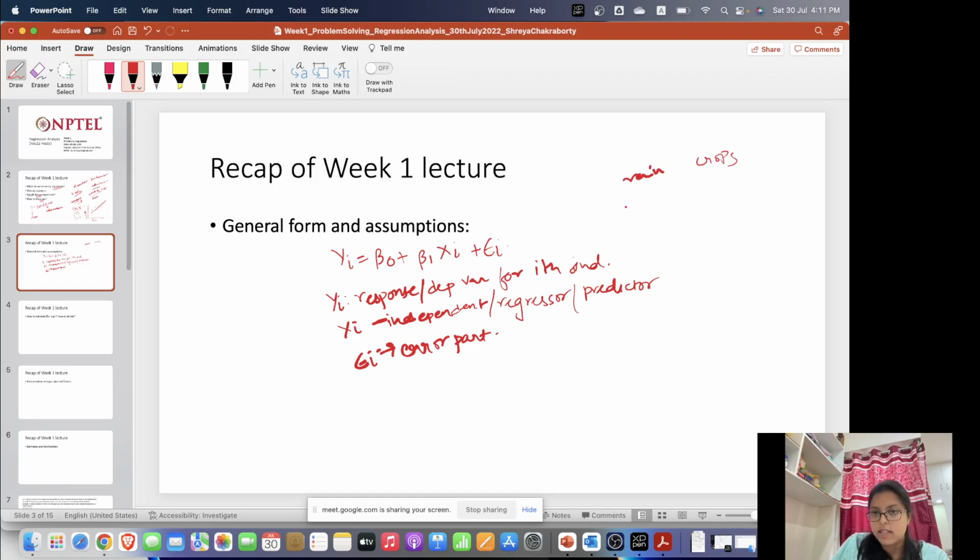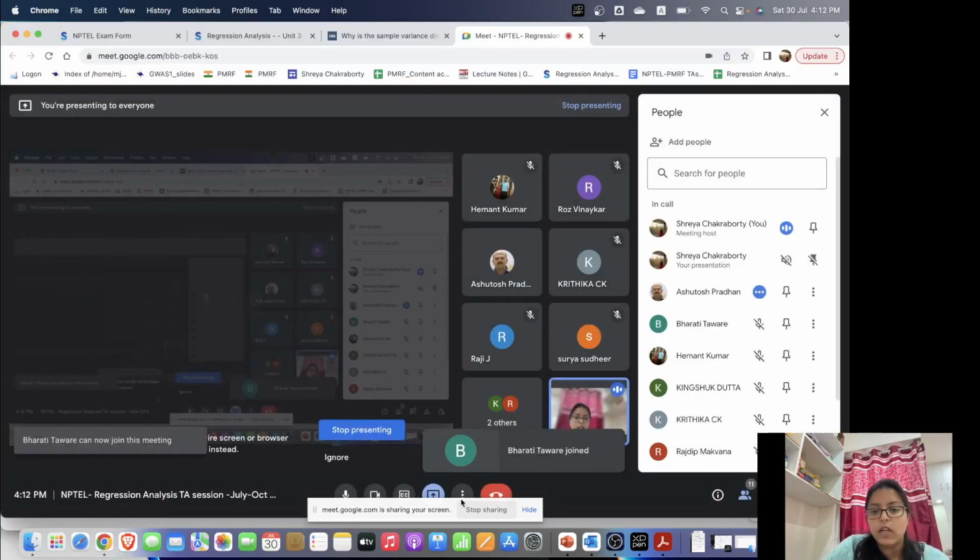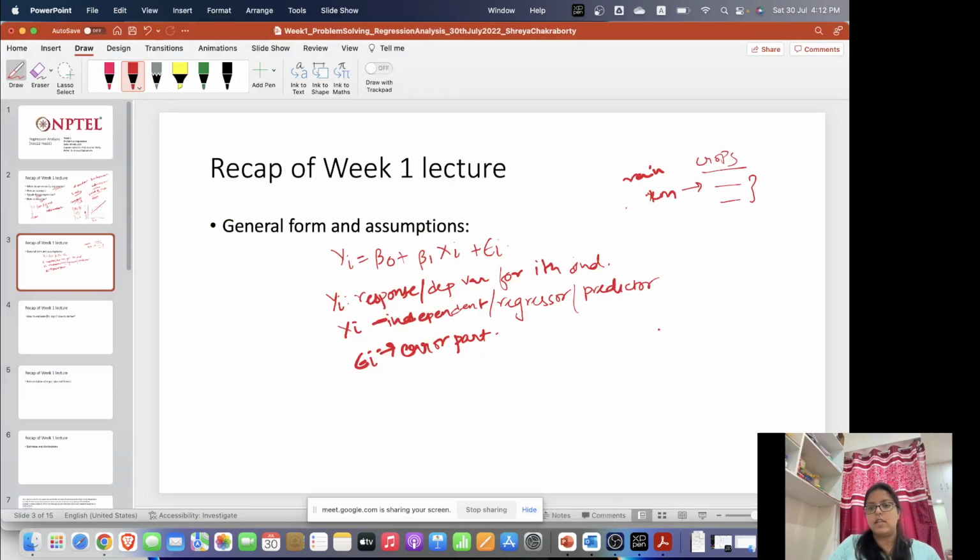like the rain and crops example that I gave. Let's suppose in 2 years the rainfall amount is exactly the same, some centimeters, but does that imply that the yield of crop will also be exactly the same? No, there will be some amount of variation. That variation is captured by this epsilon i part. So before fitting a line in linear regression, what were the assumptions on epsilon i that were taken?